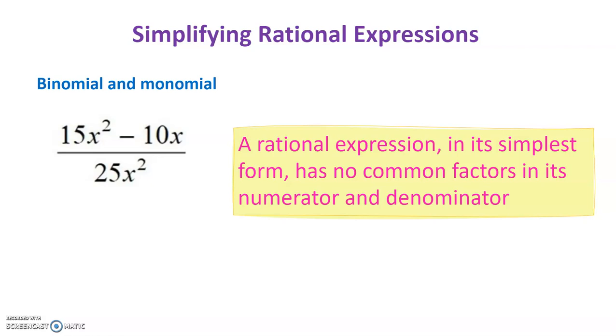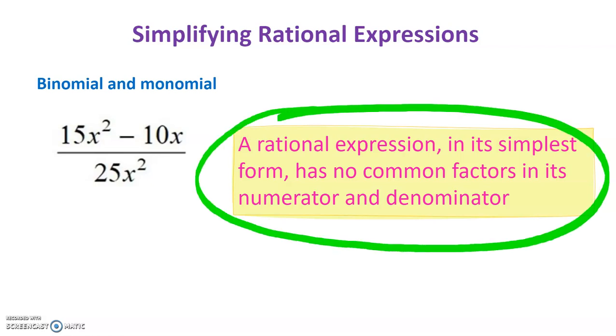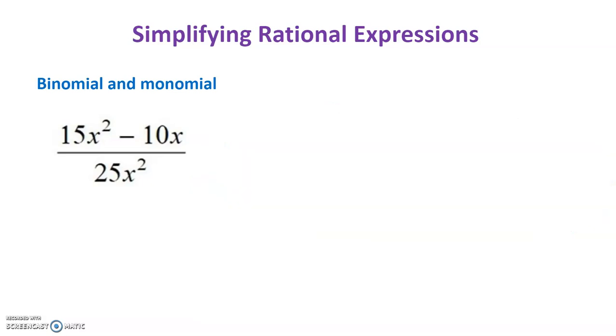Here we're going to simplify rational expressions. To simplify rational expressions, we use the same basic principles as we do with fractions in dividing, multiplying, and simplifying them. And a rational expression in its simplest form has no common factors in its numerator or denominator, so that's our goal. This one here is a binomial over a monomial, but you'll see that it doesn't really matter what they are, the process is the same.